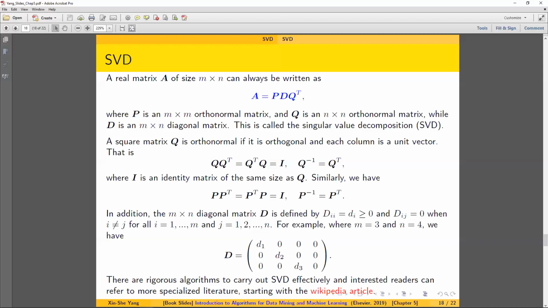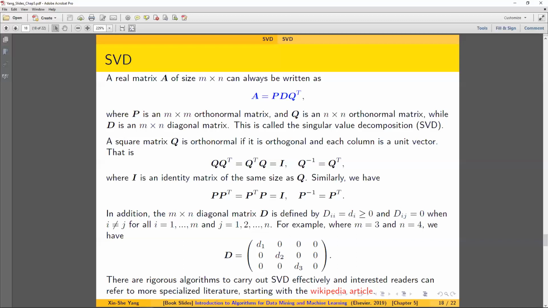By now, you probably already realize why we're talking about eigenvalues and eigenvectors. D would be composed of the eigenvalue information. So this is called SVD. In other words, any real matrix A can be decomposed into three components. First one is P, second component is D, third component is Q transpose. Once you have P, D, Q, you would be able to calculate your A. And now let's look at what is orthonormal.